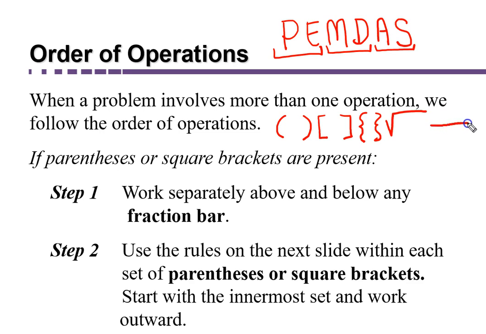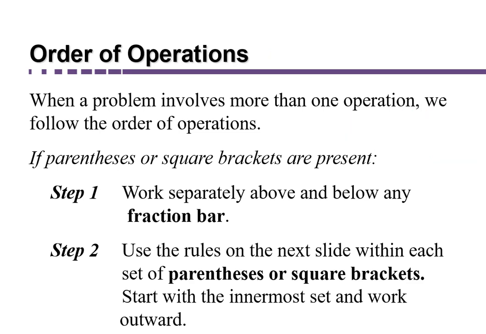The fraction bar. Anything above is done first. Anything below is done first. It serves as a grouping symbol. Then we have one that we mentioned already, absolute value. These could be a grouping symbol as well. So we think of these as our grouping symbols for P that we do first. Then we would do exponents, then multiplication, division, addition, subtraction. Now they're going to show us that in the next slide as we continue with this.